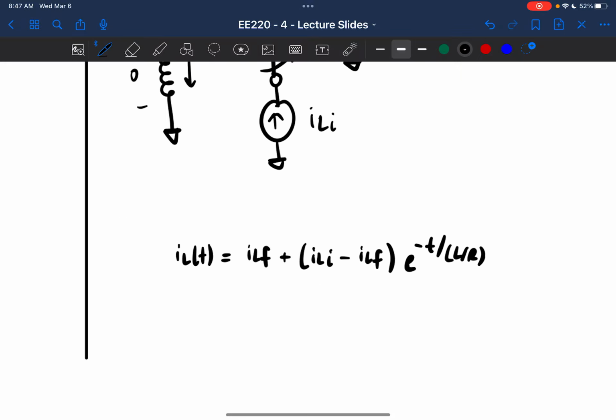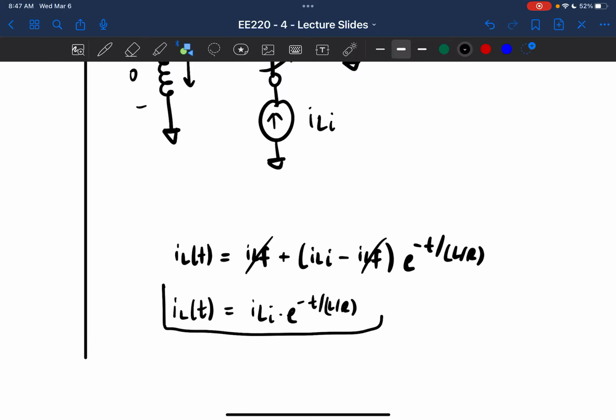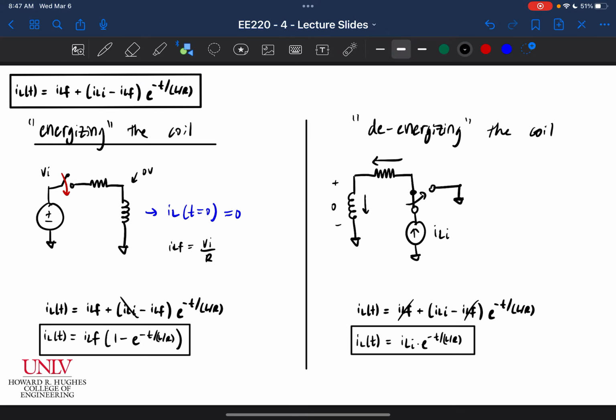And the behavior is described by this equation where my final current is 0, so both of these terms go away, and my IL of t is going to be equal to IL initial times e to the minus t over L over R. All right, and so that is my energizing case and my de-energizing case. Just wanted to break those down to show you how similar this really is to RC circuits, that the equations are almost exactly the same, except we're talking about currents instead of voltages, okay?